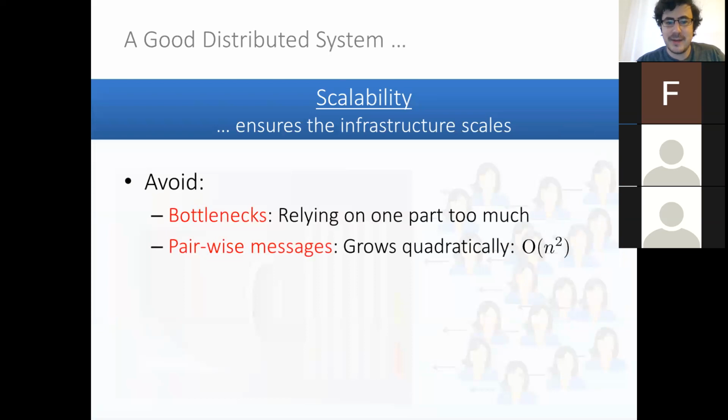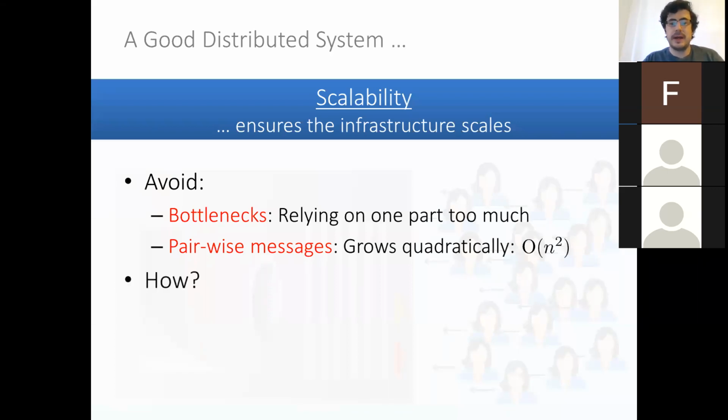So what do we need to avoid? We need to avoid bottlenecks. For example, relying on one machine, like sending all of the data always through one machine, or having one machine control the entire distributed system. If it's very large, that would be a bad idea. We also want to avoid things like pairwise messages, where every machine contacts every other machine, because that becomes quadratic, squared, with all these connections that we need to maintain.